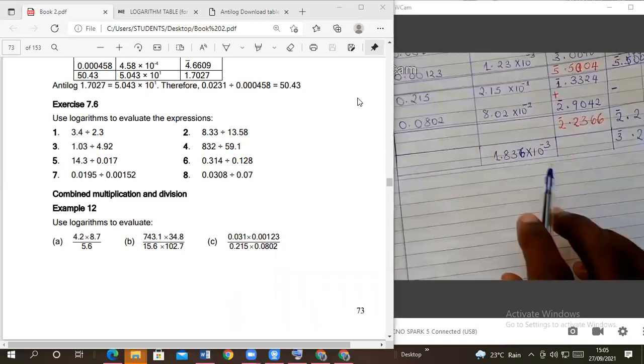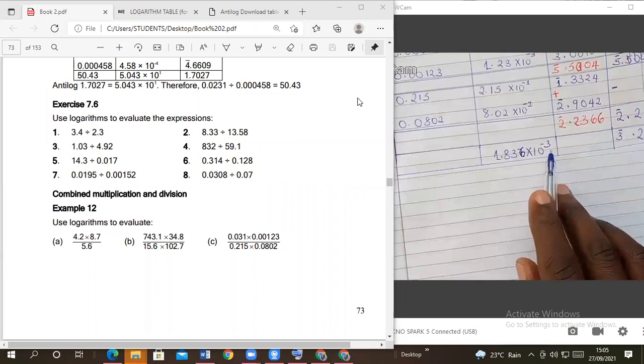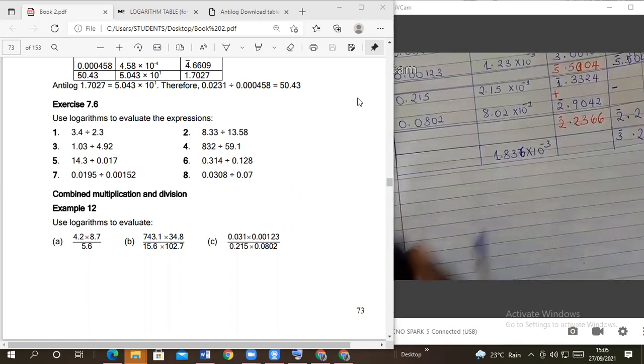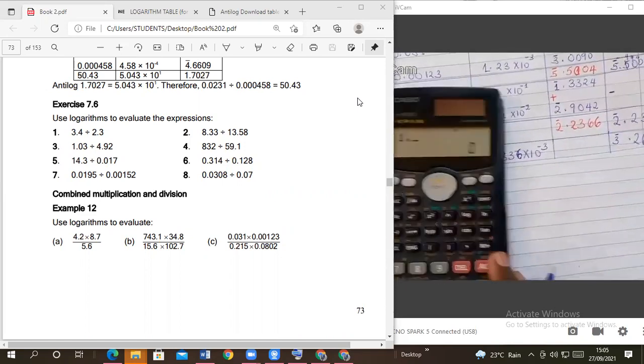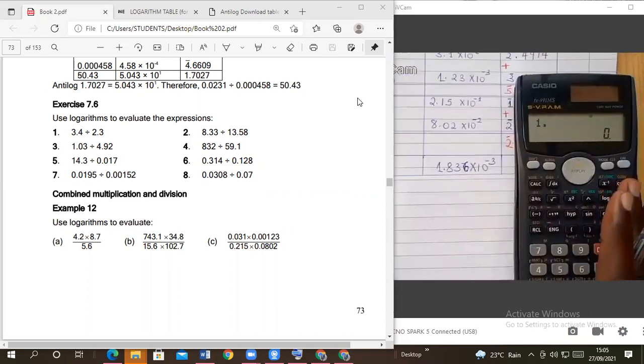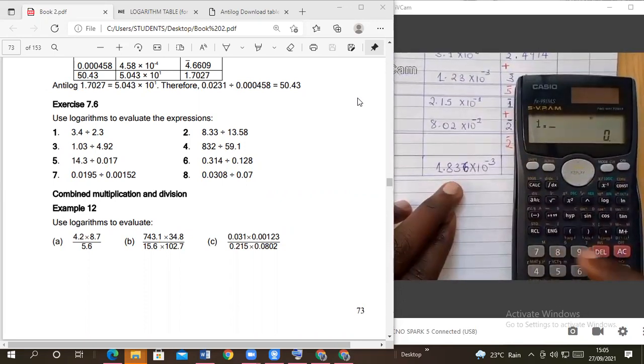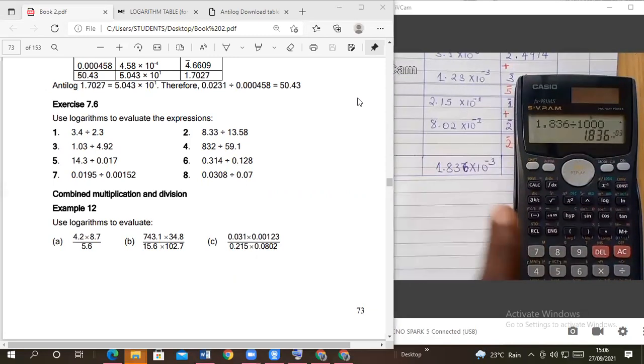The number is now to the power negative 3, which means we are dividing that number by 1,000. Okay? So it's the same as 1.836 divided by 1,000. What do you get? Are you seeing that? So which means it's too big. The calculator has just converted directly to scientific form.